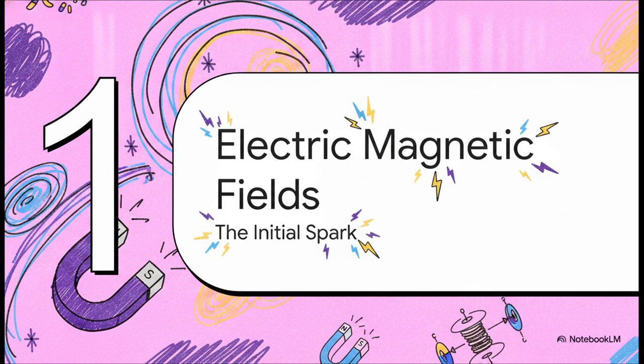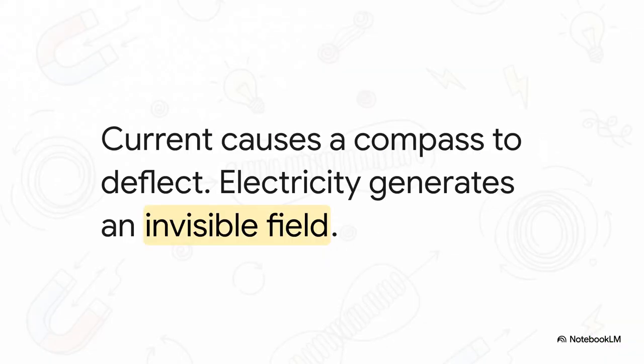Section 1. Electricity creates magnetic fields. This is where the spark of our journey really begins. Our story begins way back with Hans Christian Ørsted and his famous experiment. Picture this. He's doing a lecture. His setup is incredibly simple, and he discovers this almost completely by accident.